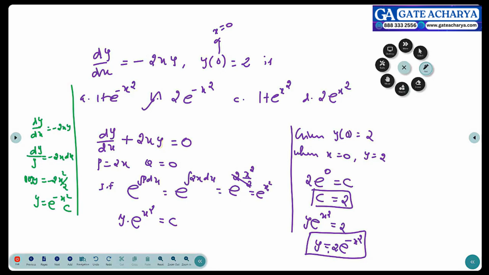So when you substitute the value of the initial conditions, x equal to 0, y is 2. So c is equal to 2. Therefore, y is equal to 2 times e power minus x square. Okay. Apply either the solution of first order form or variable separable, any method.